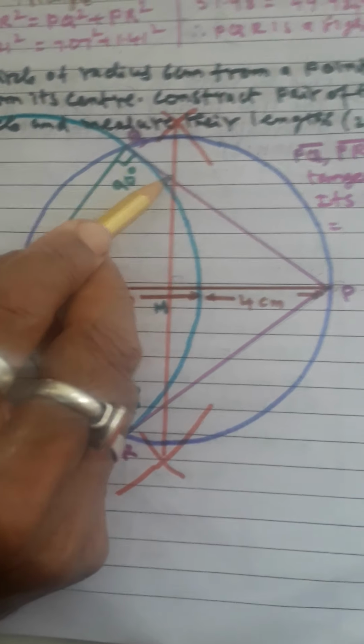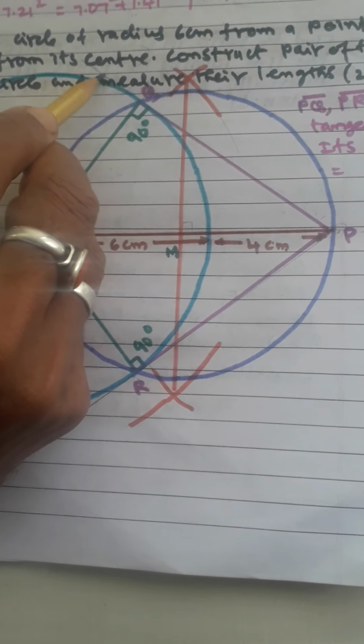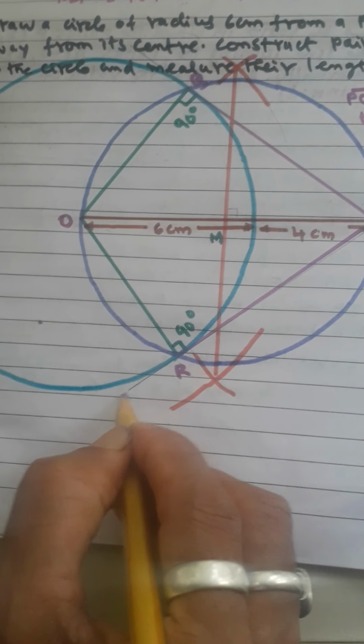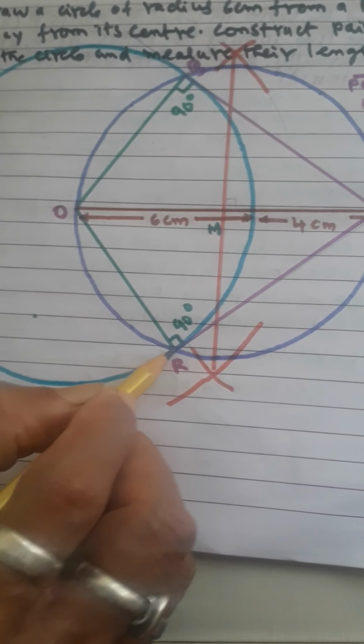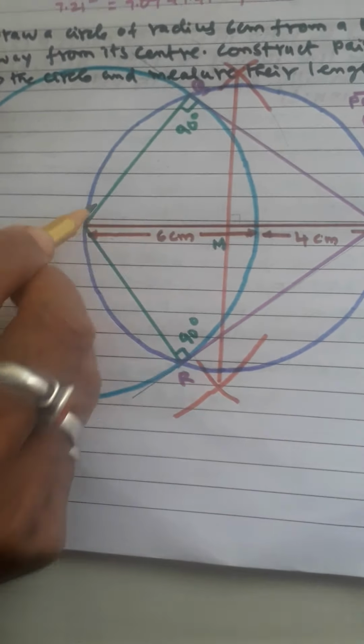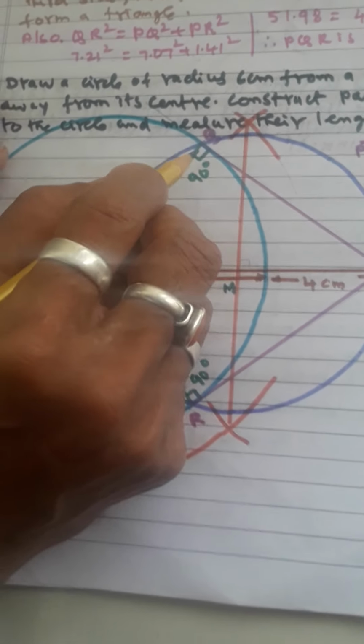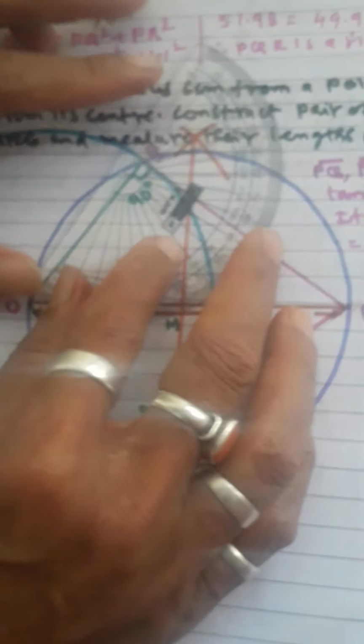After joining, the line is extended still further, here also it is extended still further. Where it is exactly touching that point, from there you connect the radius, here also you connect the radius, and then you measure with the protractor. You will find that this angle will come as 90 degrees.